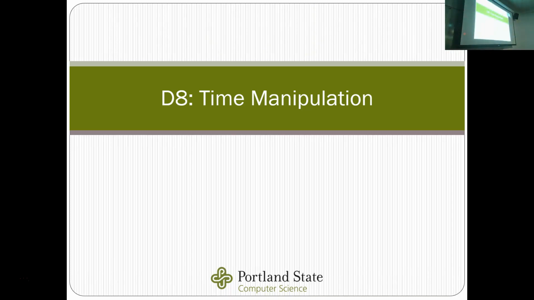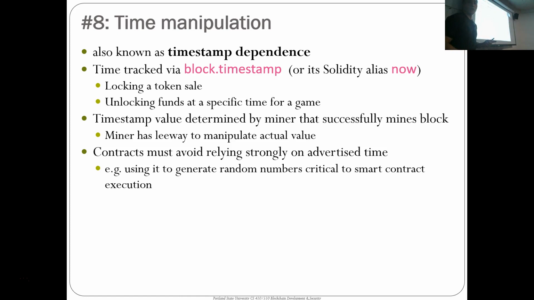Okay, the next class of vulnerabilities is time manipulation. This is also known as timestamp dependence. Time is tracked via block.timestamp, and this is what gets returned when you use the alias now. It just figures out the last timestamp and returns it. This is often used for locking a token sale or locking funds at a particular time. So say you want to start a contest at midnight, then this might be something that you would use to set the time. The problem with using this is that the timestamp is actually determined by a miner.